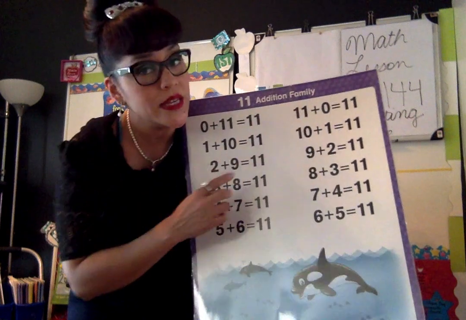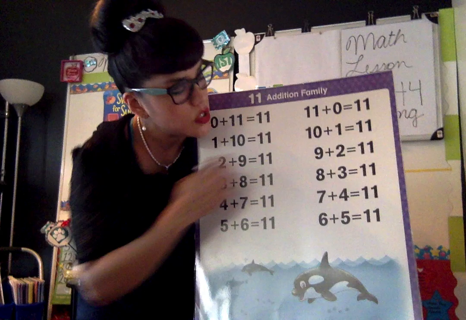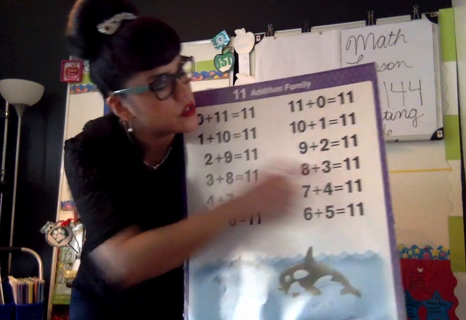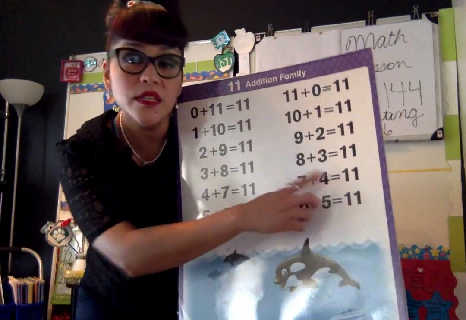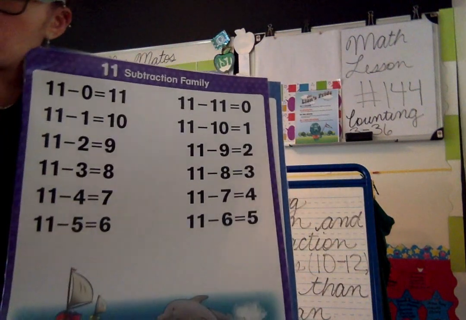11 plus 0 is 11. 10 plus 1 is 11. 9 plus 2 is 11. 8 plus 3 is 11. 7 plus 4 is 11. 6 plus 5 is 11. Okay, let's go to the next chart.